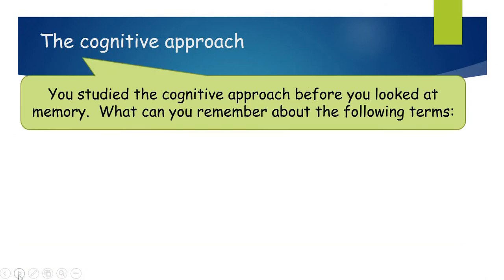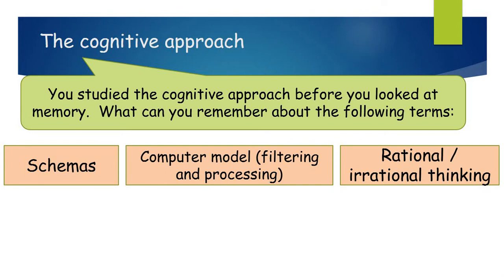In terms of the cognitive approach, we have studied the cognitive approach before, when we looked at memory. What can you remember about the following key terms? I want you to cast your mind back to the beginning of Year 12, and think about the fundamental ideas of the cognitive approach. We've got a couple of key terms to think about: schemas, this idea of a computer model, and rational versus irrational thinking. Pause the video and try to remember what are your first thoughts when you think about these key terms in terms of the cognitive approach. So pause the video, have a think.